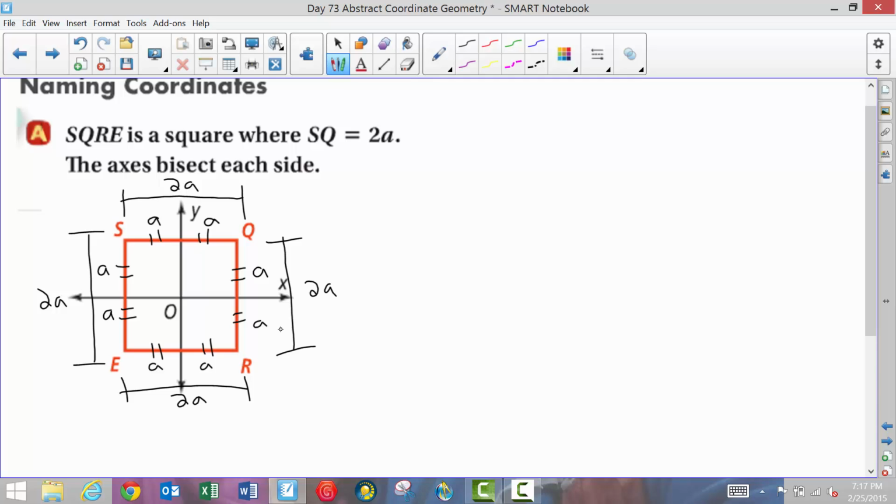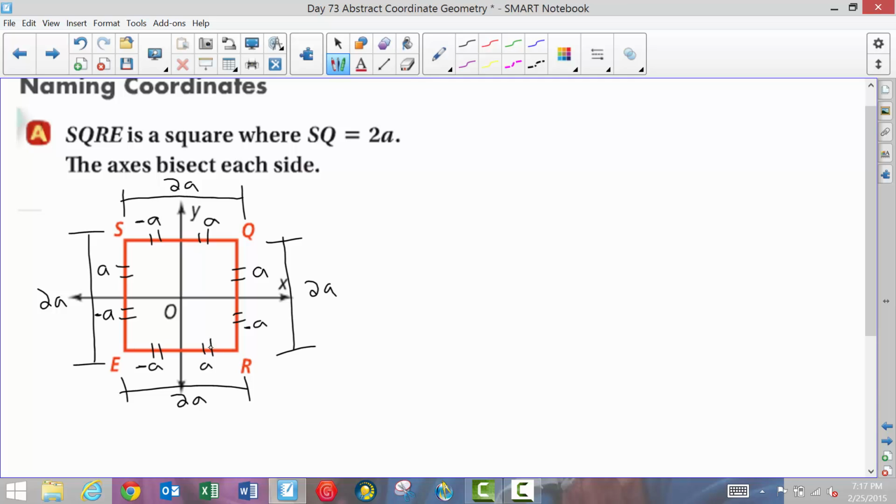Now we have to apply the direction because we're in the coordinate plane. So this a over here is negative by the S, because we're to the left of the y-axis. The a is negative because we're below the x-axis. The a by the E is negative because, again, anything to the left of the y-axis is negative. Anything below is negative, so this is negative. Anything below the x-axis is negative. Anything to the left is negative.